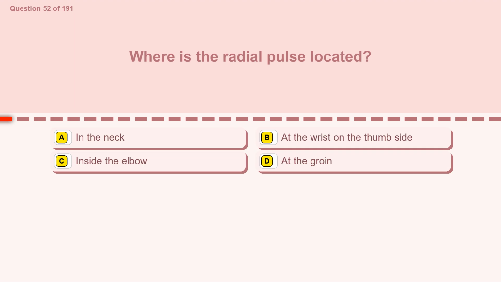Question 52. Where is the radial pulse located? Option A. In the neck. Option B. At the wrist on the thumb side. Option C. Inside the elbow. Option D. At the groin.